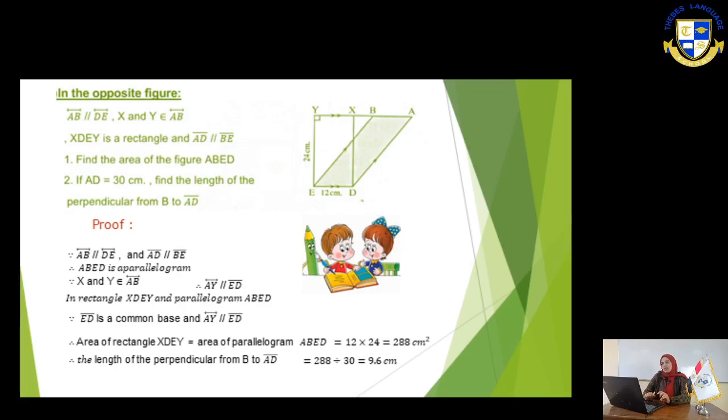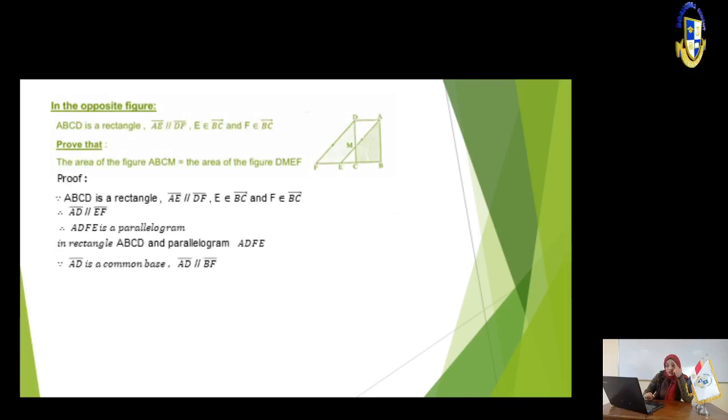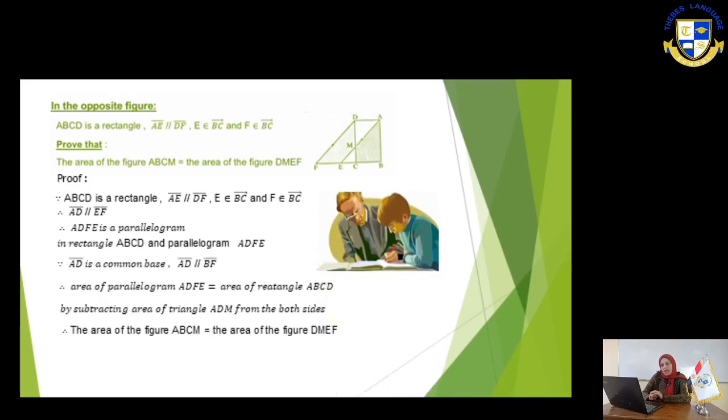Let's move to slide number 8. In the opposite figure, we have ABCD, a rectangle, AE parallel to DF, E belongs to BC, and F belongs to BF. Prove that the area of the figure ABCM equals the area of the figure DMEF. Prove that.